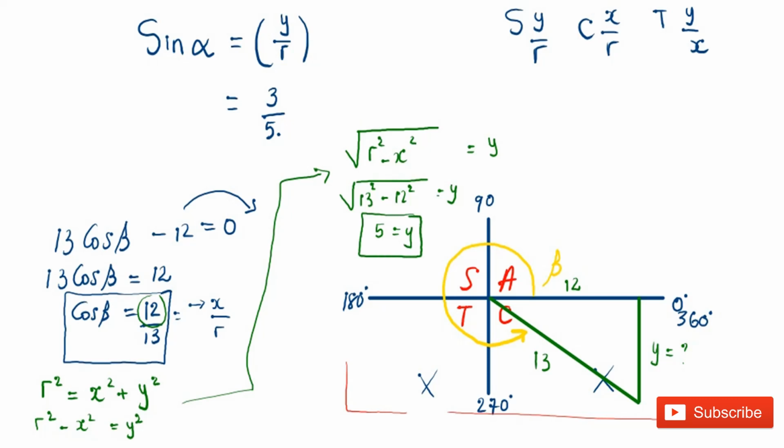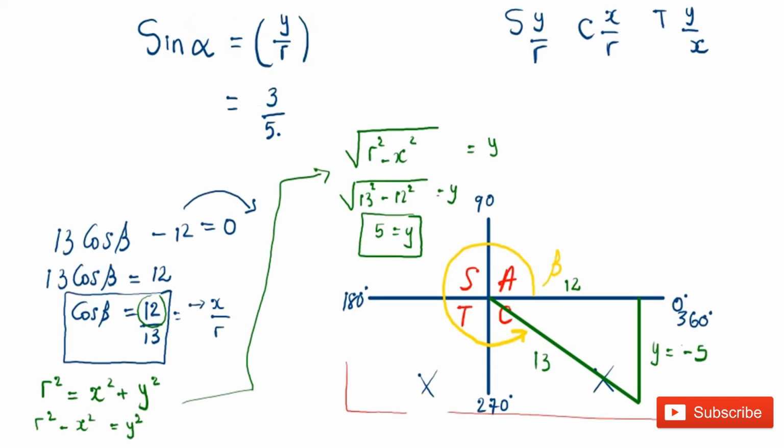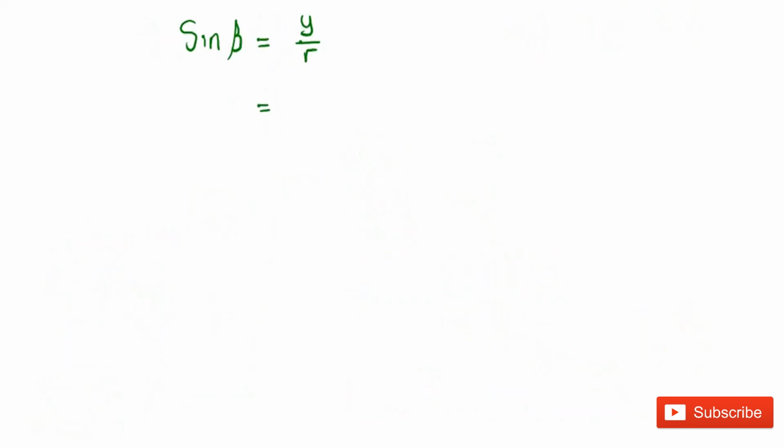Okay, so now here's the trick. Is this y value positive 5 or is it negative 5, right? So since we are working in this fourth quadrant, we know that our y values are negative, right? So that tells us that the y value is going to be negative. And then from there, we're going to simply substitute sine of beta, which is y over r, right? What was our y? Our y is negative 5.